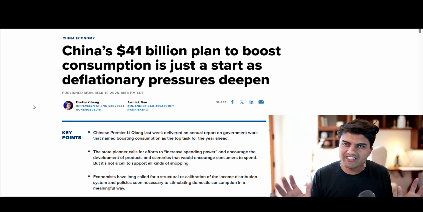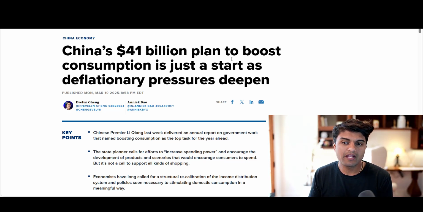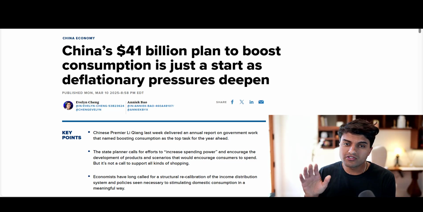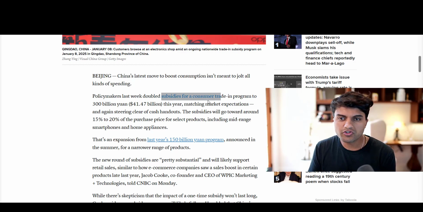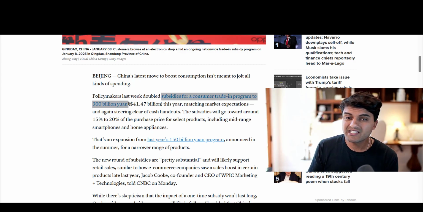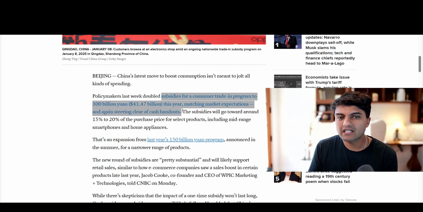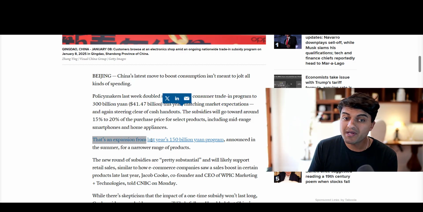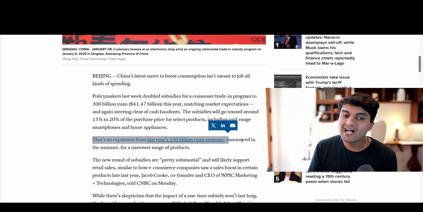Now, of course, China's not going to let its GDP fall without a fight, so it's recently announced a $41 billion plan to boost consumption, which is just the start. Policymakers last week doubled subsidies for consumer trade-in programs to 300 billion yuan this year, matching market expectations and again steering clear of cash handouts. This is an expansion from last year's 150 billion yuan program announced in the summer.